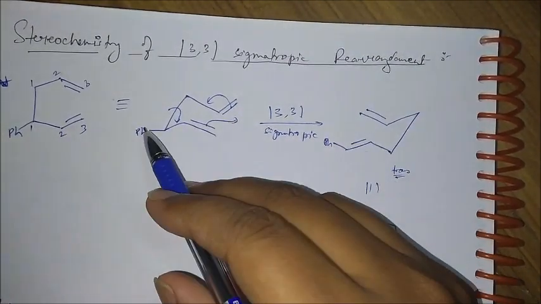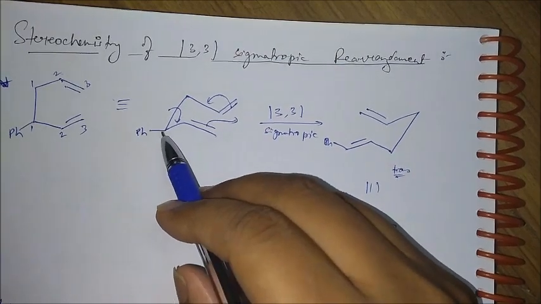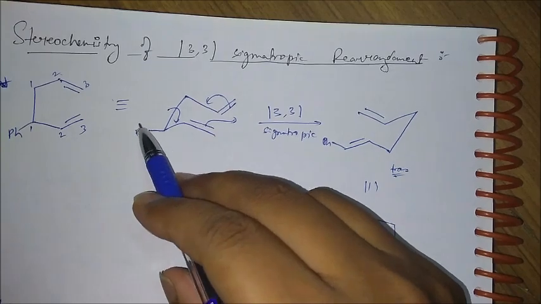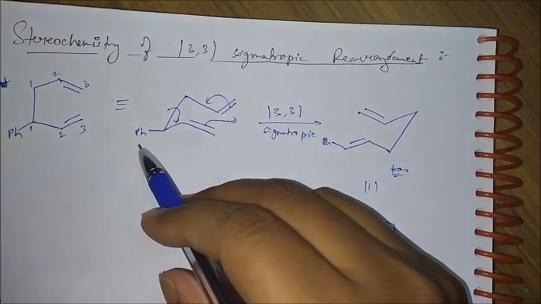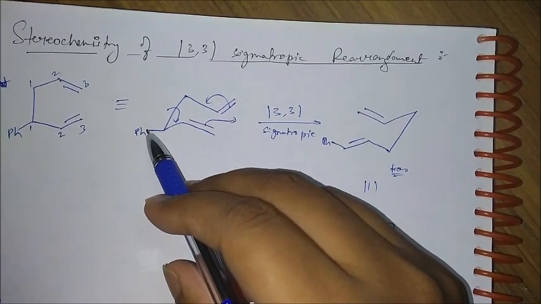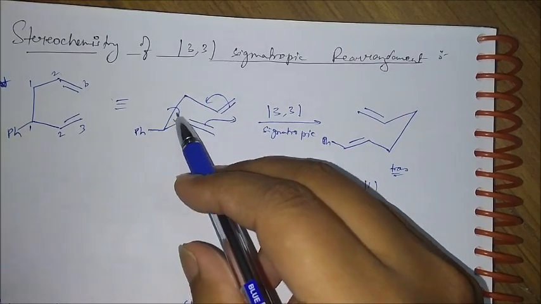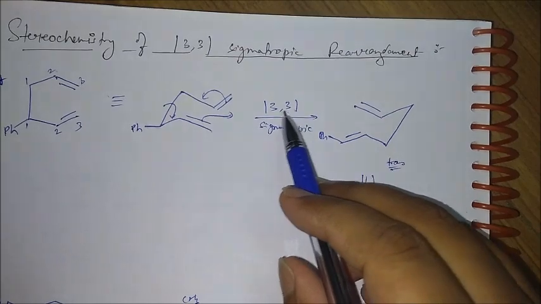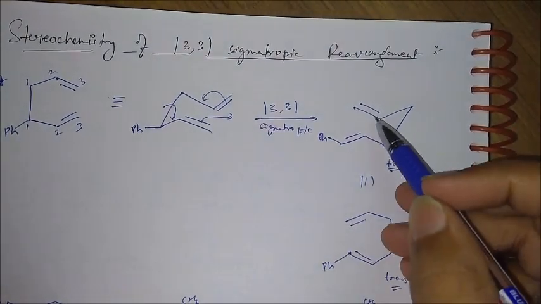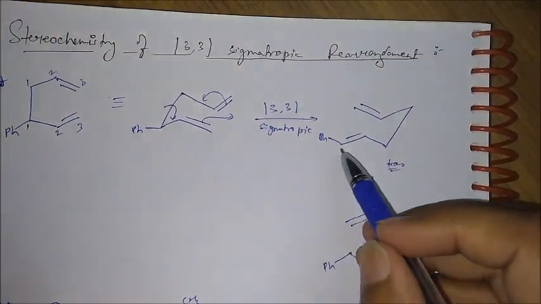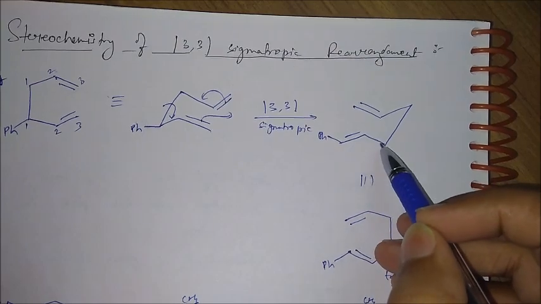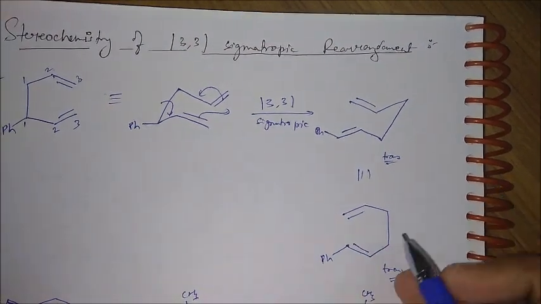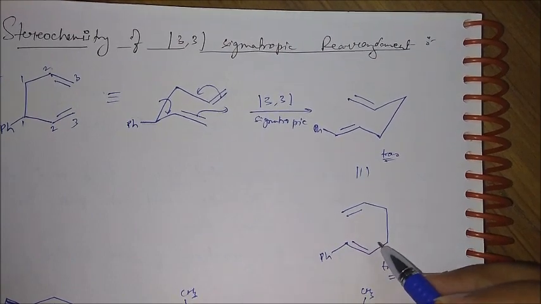Now this Ph group is a bulky group, and every time you have a bulky group, try to put it in the equatorial position. Okay, so this is the equatorial position at this carbon. This bond will break like this, and this will get formed, and this bond will shift over here. Now this is our 3,3 sigmatropic reaction. And if you see the bond that gets formed, this bond and this bond are trans to each other. Okay, so that means the product will be your trans product, in which this Ph will be here.